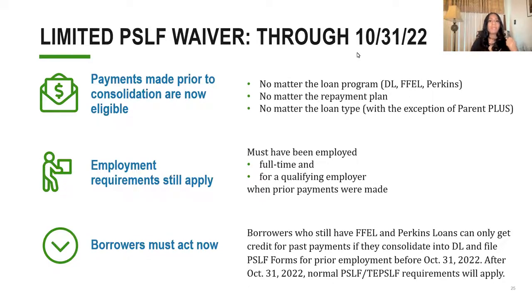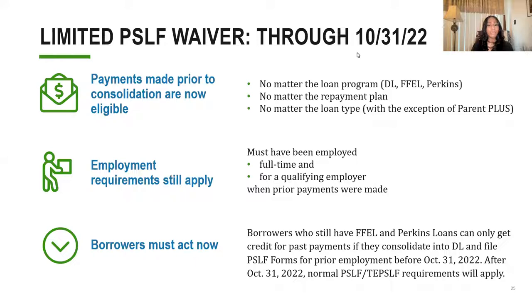So the big change, payments made prior to consolidation are now eligible. Whereas before we talked about how you consolidated and you started at zero, under the waiver, that is not the case. Under the waiver, you do not have to start at zero if you consolidate. So we're not looking at whether you were in a Fell or a Perkins loan. We don't care about what repayment plan you're on. Whereas before, you needed to look at your account and ask, was I on an income-driven repayment plan? Was it PAYE? Was it IBR? Was it REPAYE? Under the waiver, we don't care. We are not looking at what repayment plan you're on. It does not matter. Doesn't matter the loan type, with the exception of Parent PLUS. It's always a little bit different for Parent PLUS, and we'll talk about that next.